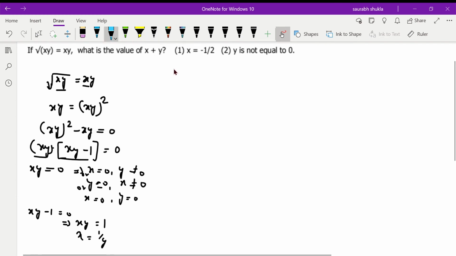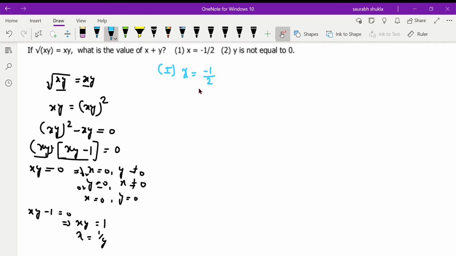So as usual, first you simplify the question stem and then you go to the statements. Let's go to the first statement and consider the information that's given in that. It says that x is equal to minus 1 by 2. Now this statement gives you the exact value of x, which is minus 1 by 2. So now from here, can we get an exact value for y?